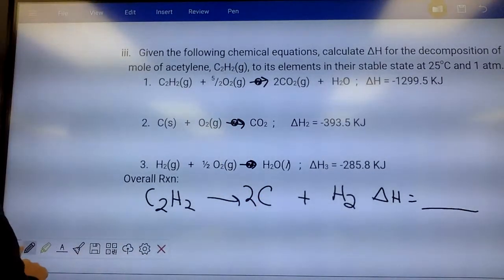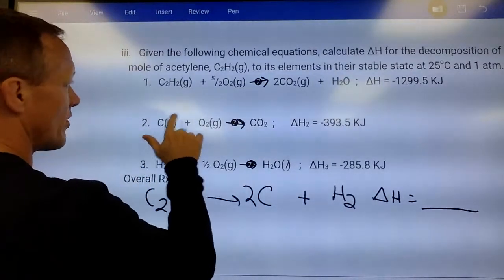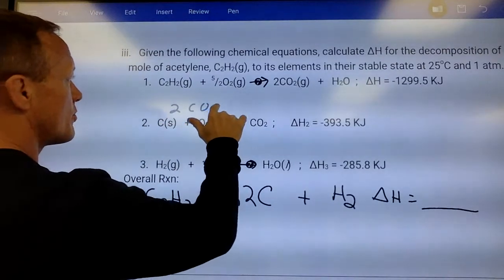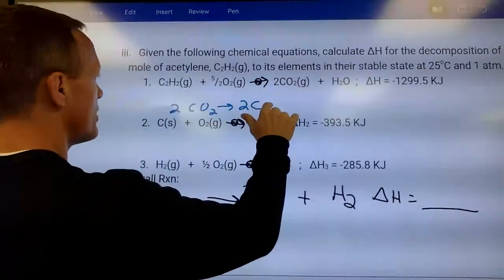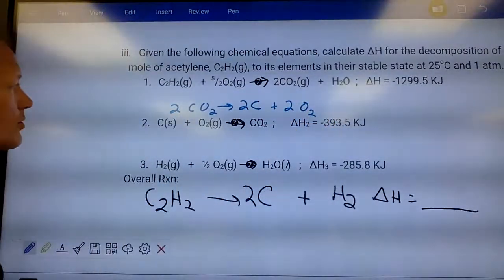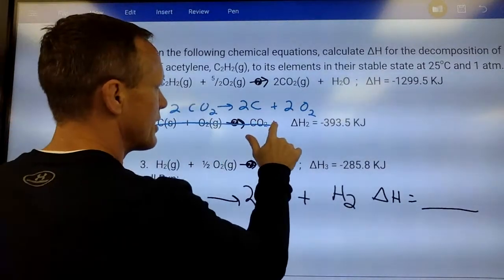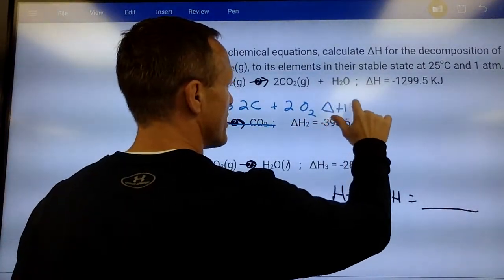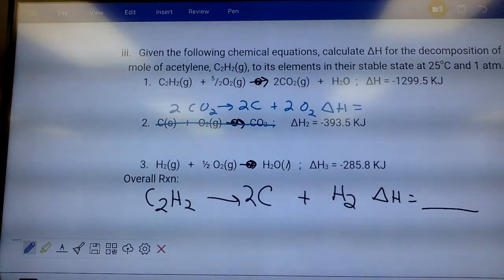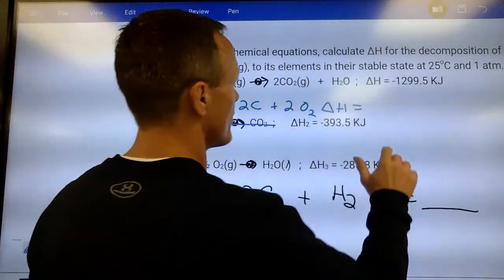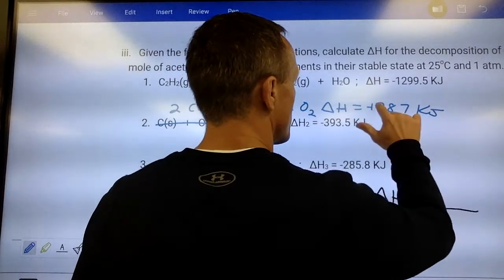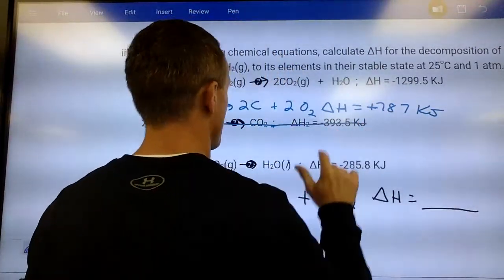So let's do that. Let's flip it and double it. Change this to blue. I'm going to put it above it. So we're going to have 2 CO2 forms 2C plus 2O2. So I flipped that and I doubled it. That means our delta H is going to be flipped and doubled. So positive 787. So don't use that one.